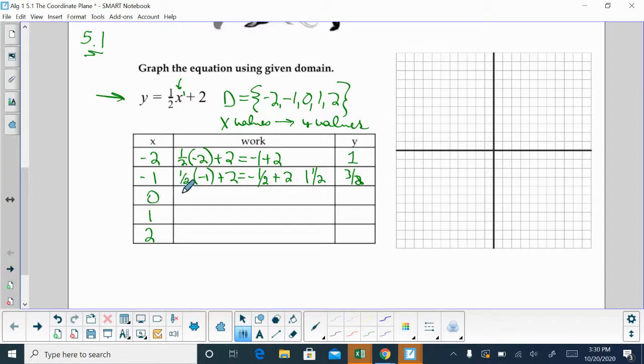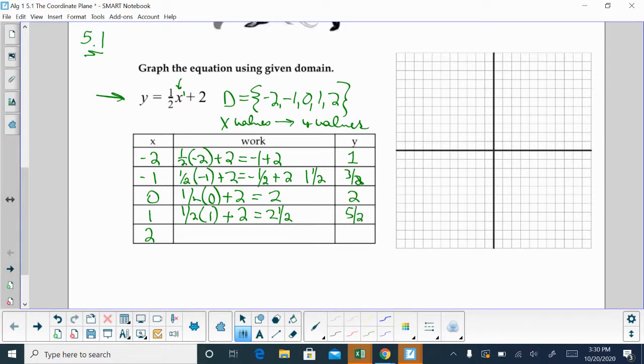Now, when x is 0, substituting that into my linear equation, when x is 0, y is 2. I was already thinking ahead. When x is 1, let's substitute that in. And I get 2.5. Written as a fraction, that is 5/2.